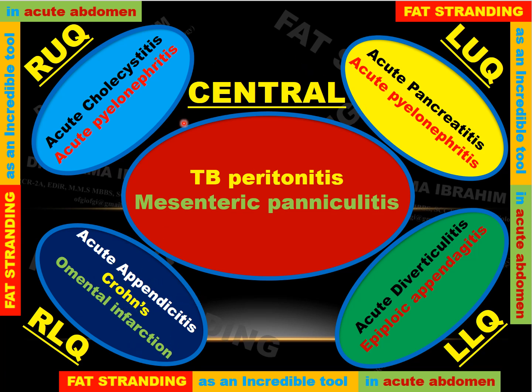However, if the fat stranding is detected at the center of the abdomen, you should consider TB peritonitis or mesenteric panniculitis as a cause for this central abdominal fat stranding. So this diagram depends on the site or localization of the fat stranding to determine the suitable differential diagnosis.